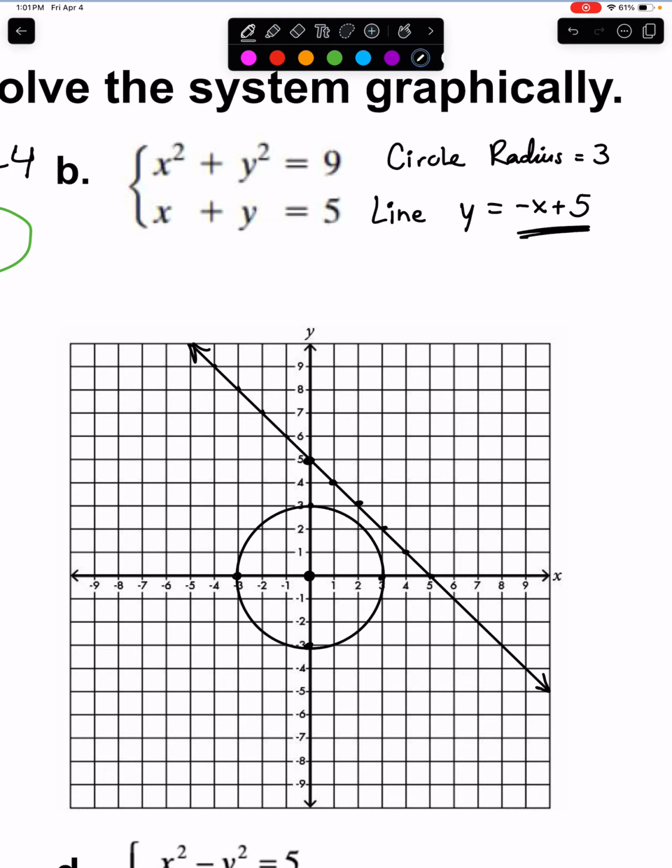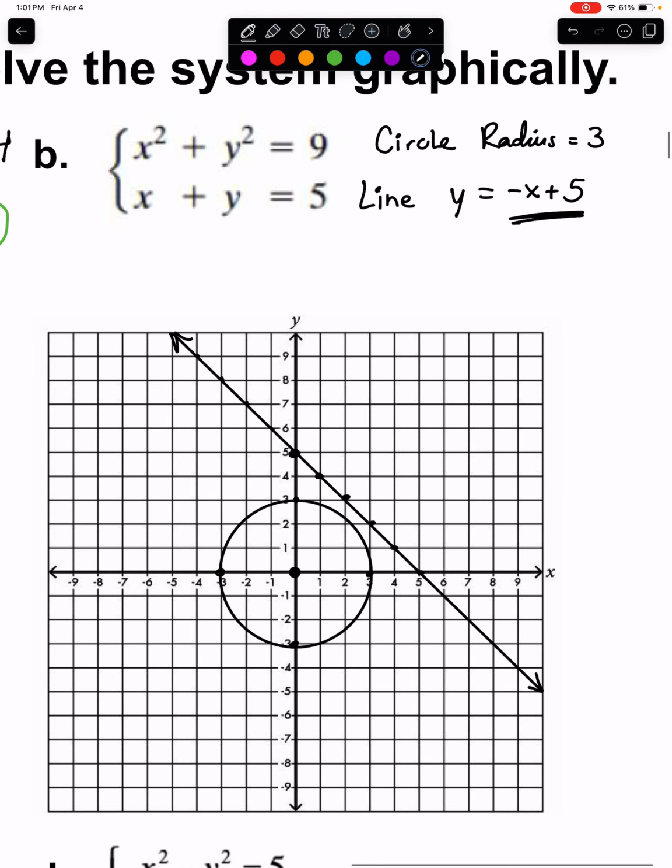If I look, notice how there's a gap between these two curves. That means there actually is no system solution. See how there's a gap right here? This gap means there is no solution. So we say no solution to this system. Okay, we did 2 of them.